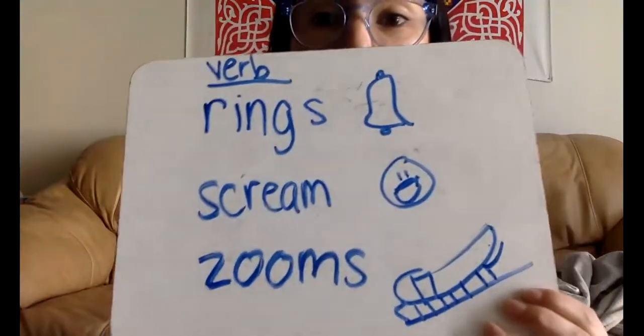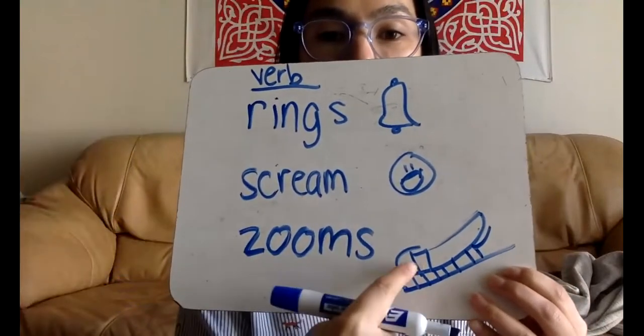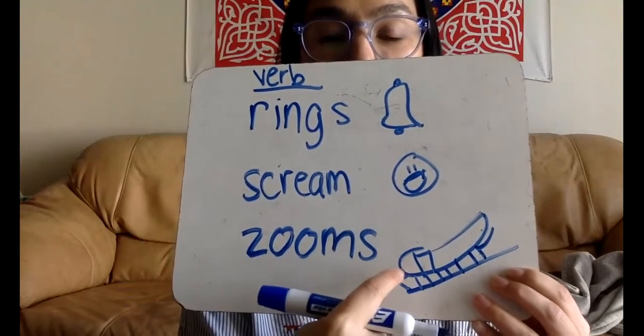Let's think about one more action word we read in our story. Oh, this is a good one. This is something that the train did when it was on the roller coaster tracks. It zooms. Whoosh. Sorry, Miss Sarah is not the best artist, but I'm going to really try my best to draw this. It zooms, and zooms is another verb because it's something that the train, the roller coaster, is doing. And it's a pretty exciting one too.